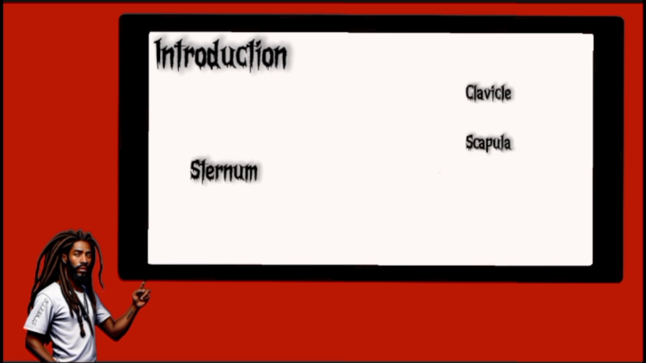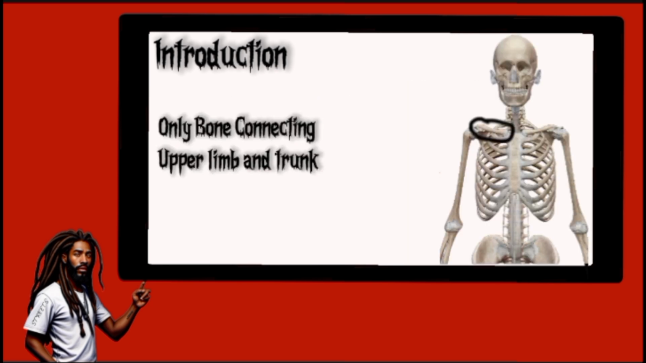This bone na only im be the bone wey dey connect upper limb and trunk, that is chest. This bone form the only bony attachment. Muscular ones dey o. Now make we take a look at the location of this bone.